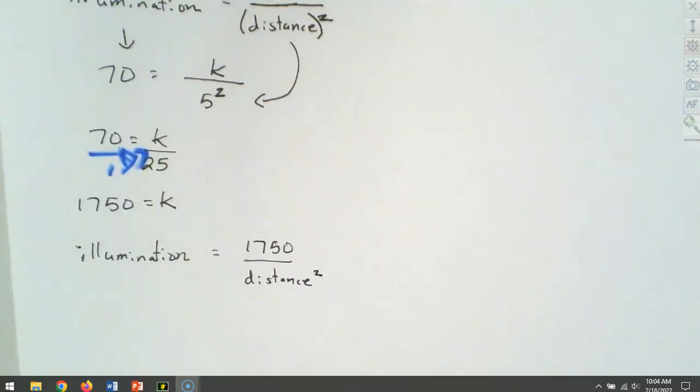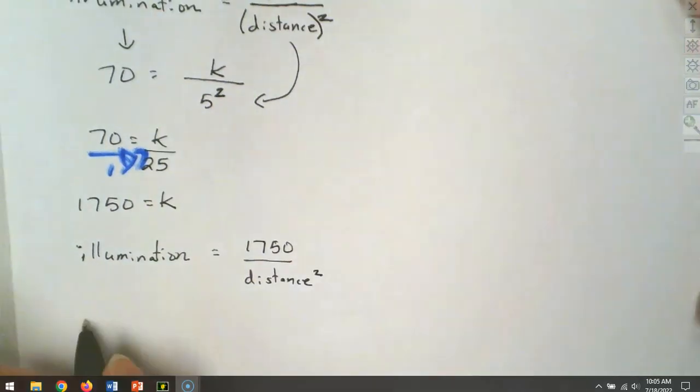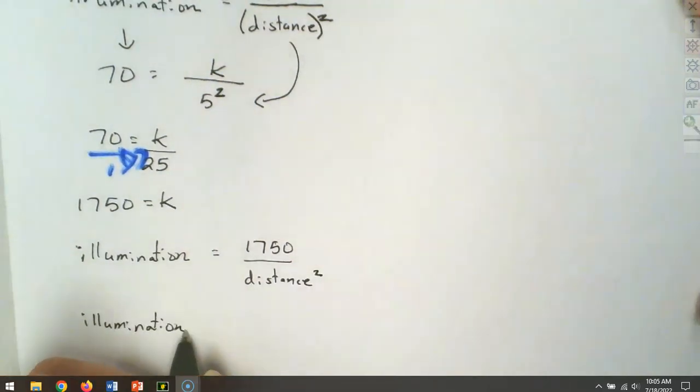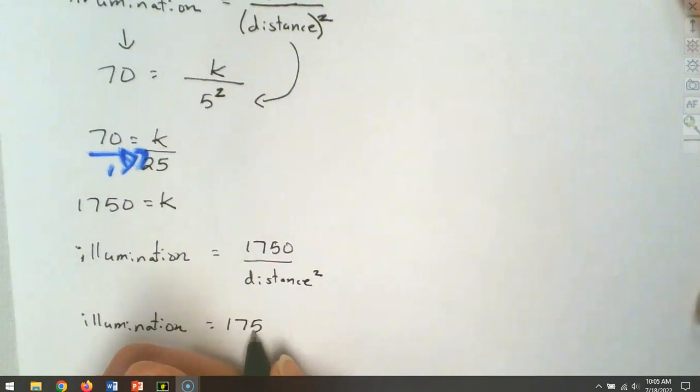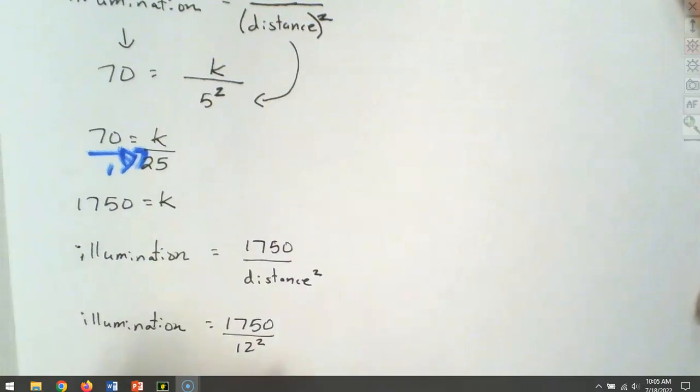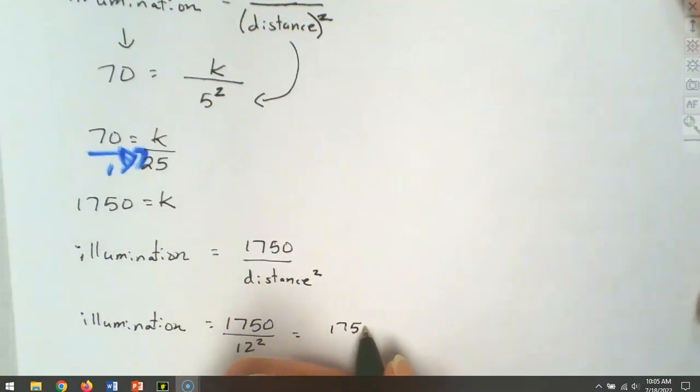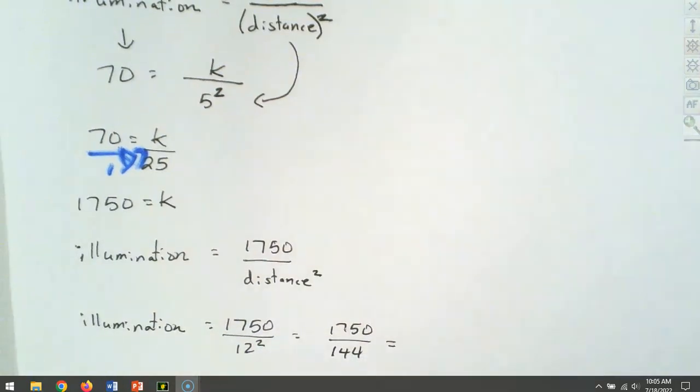Okay, now what do they tell us to plug in for our values? We want to find the illumination when it is 12 meters from the source. So that means my distance now is going to be 12. So the illumination is going to equal 1750 over 12 squared. And so that is then 1750 over 144, because 12 squared is 144. And we can reduce that down. And we want to keep it as a fraction. So we'll just reduce that down.